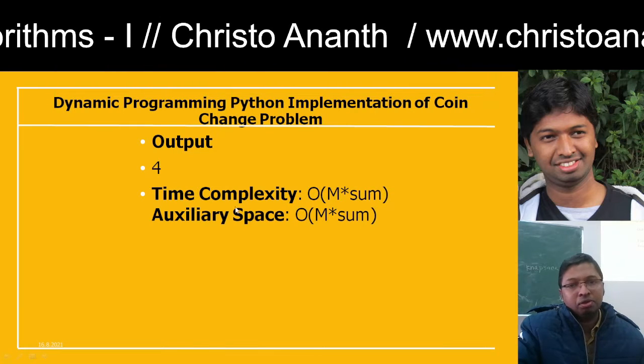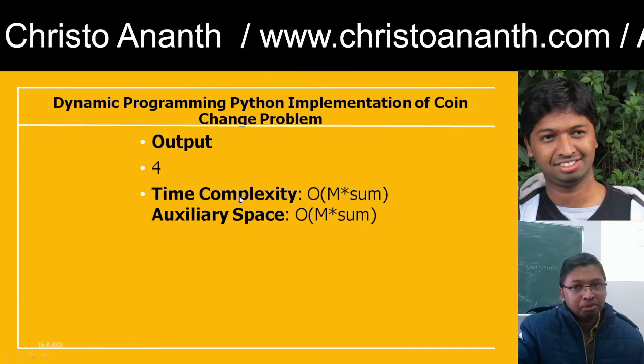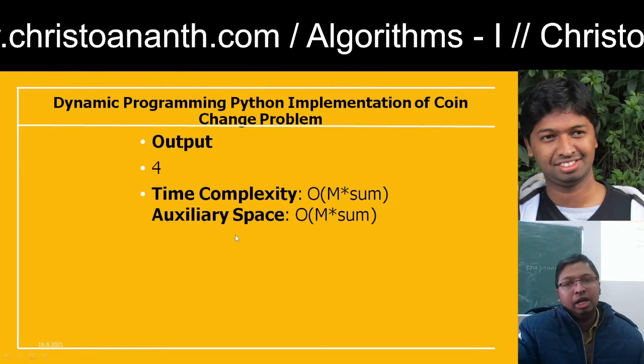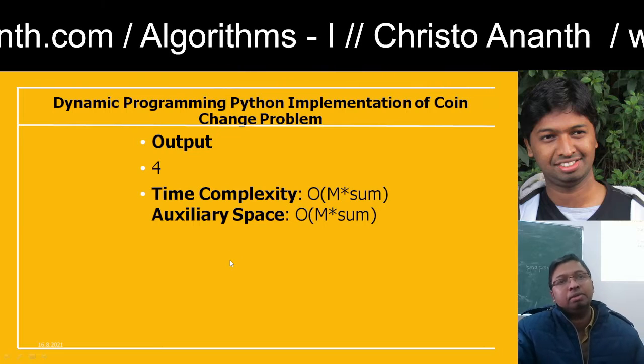So the output is equal to 4, and for the bottom up approach, you'll have time complexity order m multiplied by sum and auxiliary space order m multiplied by sum.